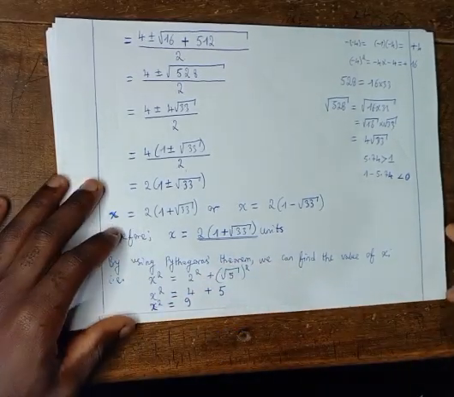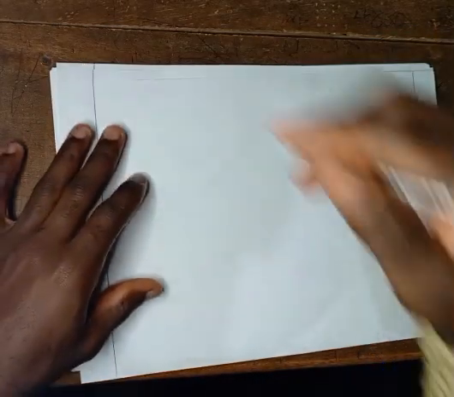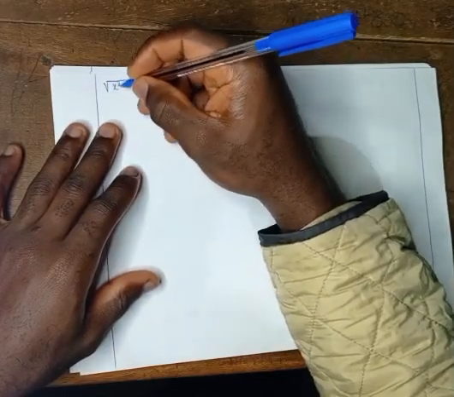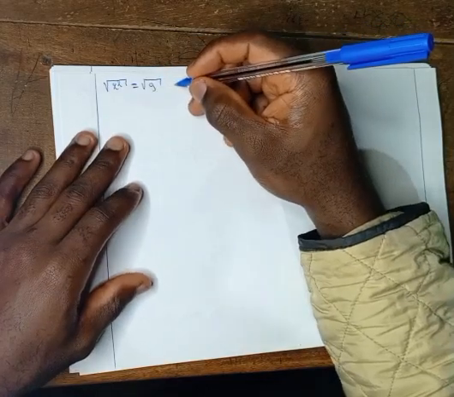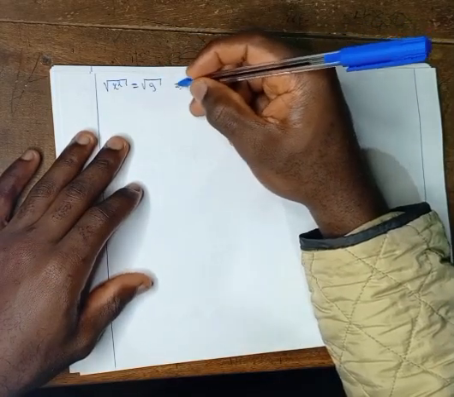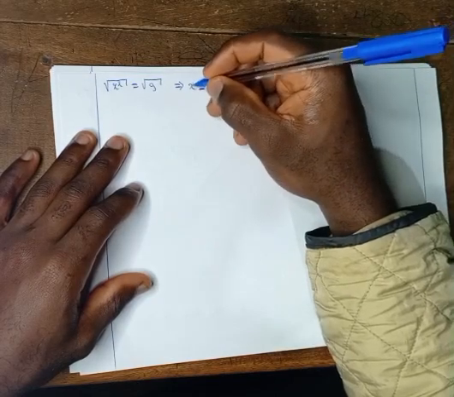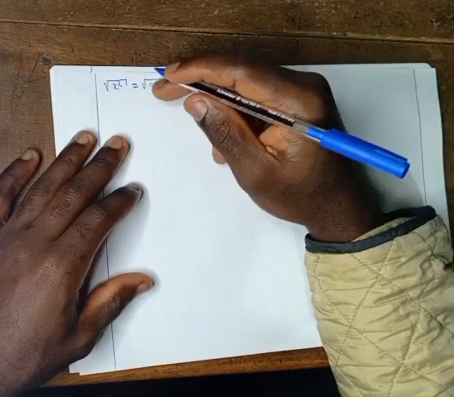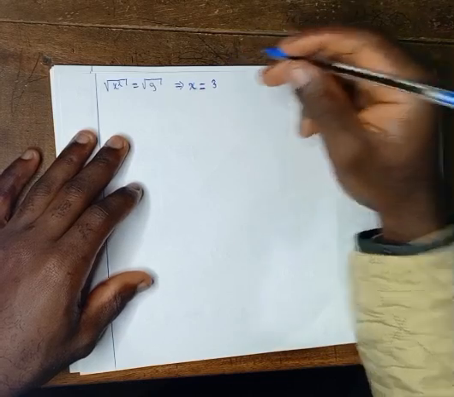Next, for us to get the value of x, we are going to take the square root on both sides. So if we take the square root on both sides, this will give us the square root of x squared to be equal to the square root of 9. Then this will give us x to be equal to, in this case, we are going to take only the positive square root. And we know the positive square root of 9 is simply 3. So our x is 3.